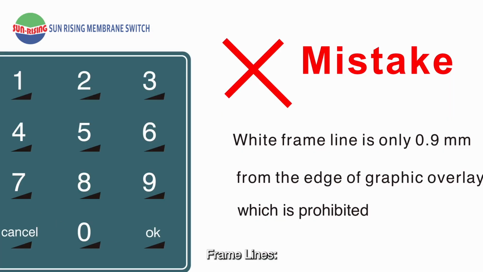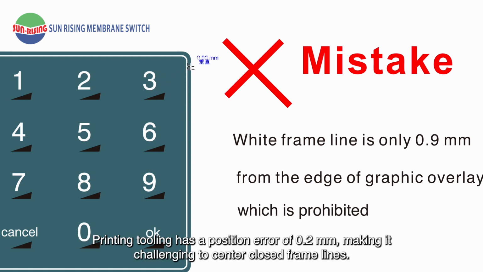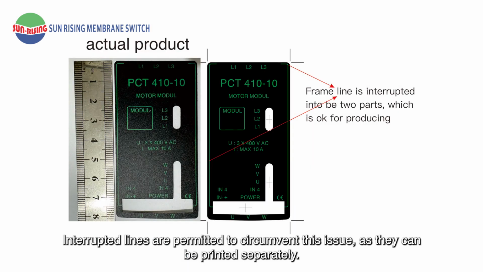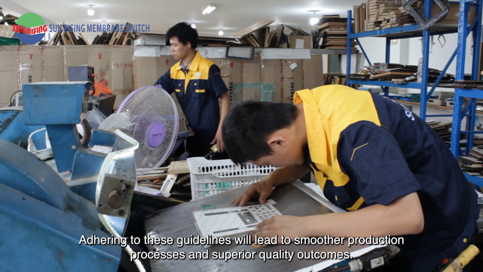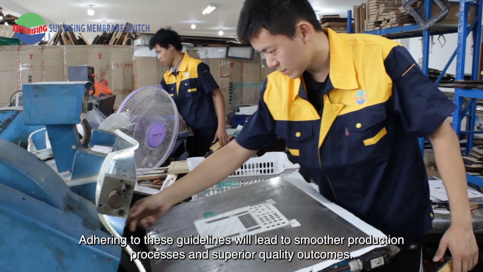Frame lines. Avoid closed frame lines within 4 mm from the outer edge of the membrane. Printing tooling has a position error of 0.2 mm, making it challenging to center closed frame lines. Interrupted lines are permitted to circumvent this issue, as they can be printed separately. Adhering to these guidelines will lead to smoother production processes and superior quality outcomes.